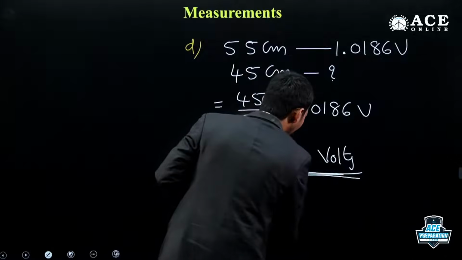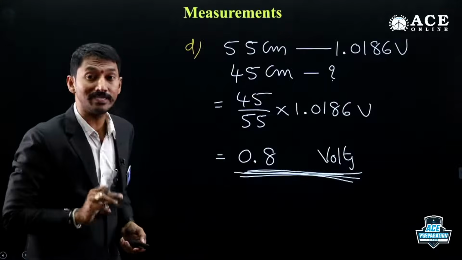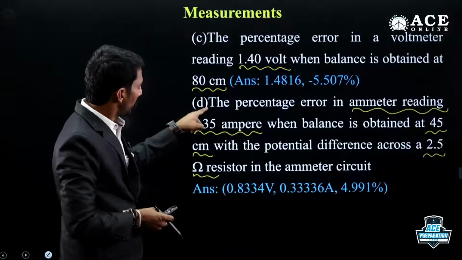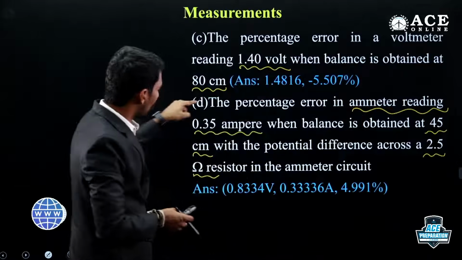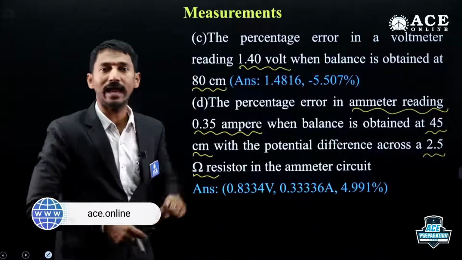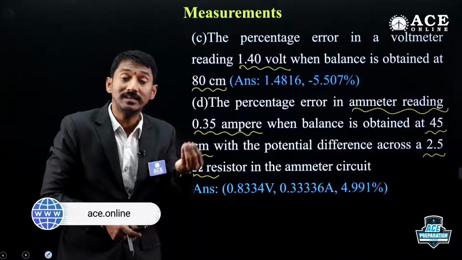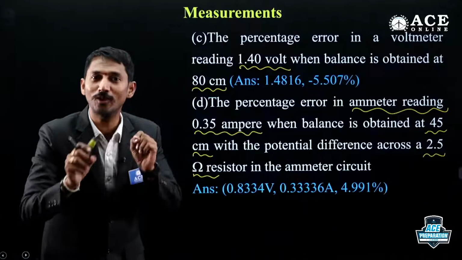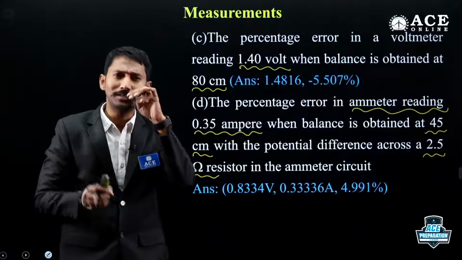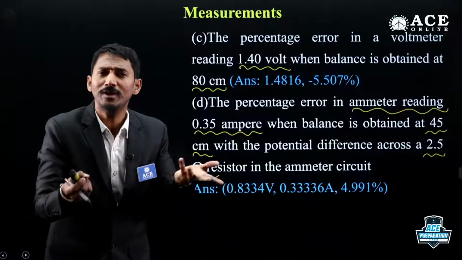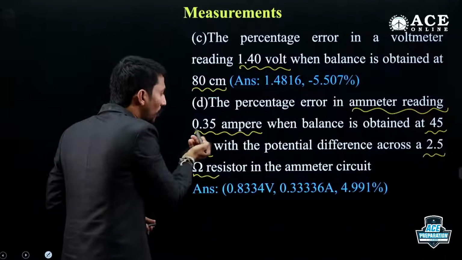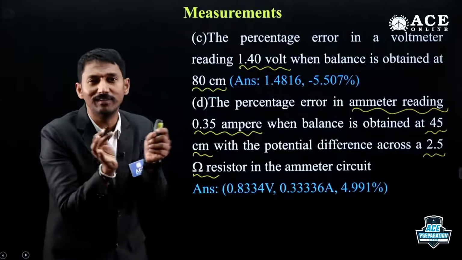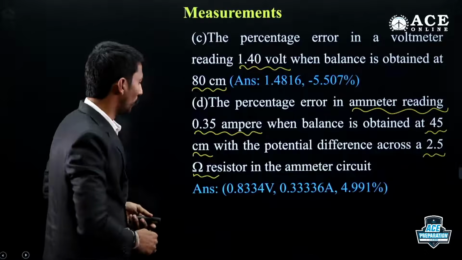Okay. But be careful guys. He is not asking the voltage. He is asking which one? Be clear with the question. Here, the percentage error in ammeter reading of 0.35 amperes means he is measuring the current as 0.35 amperes. We need to find out the true value of current. If both are equal, error will be 0. If both are not equal, error will be non-zero. So around 0.35 is what we are going to get. Therefore, deviation will be there. Error will be there definitely. So what is the logic here?